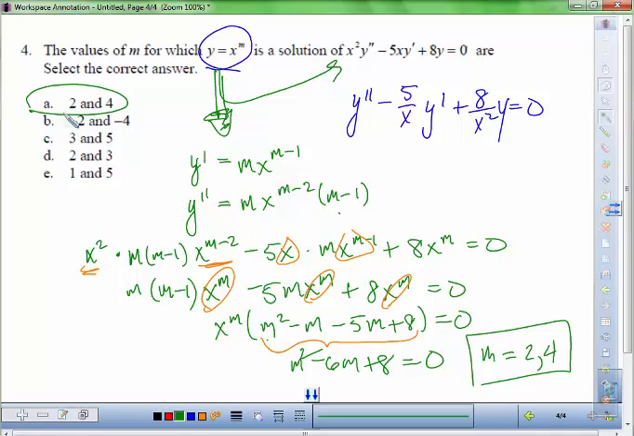Questions? x to the m? Then it would be a 0, the trivial solution. Y is equal to 0 is a trivial solution. Okay, questions?